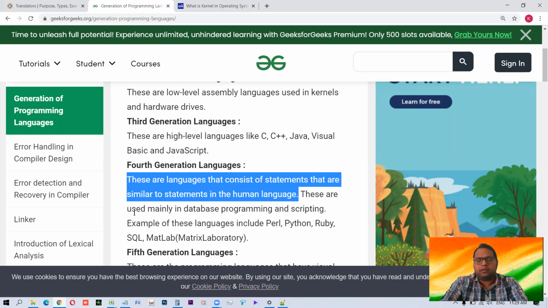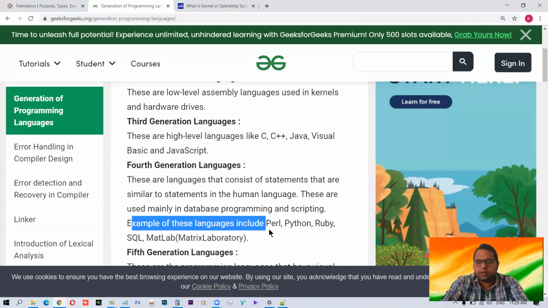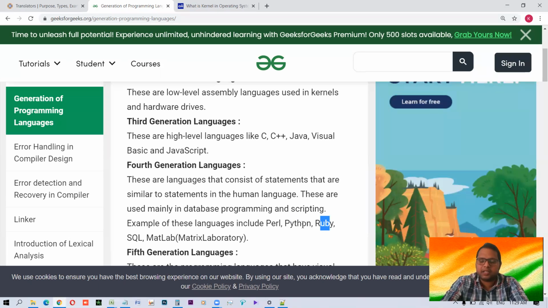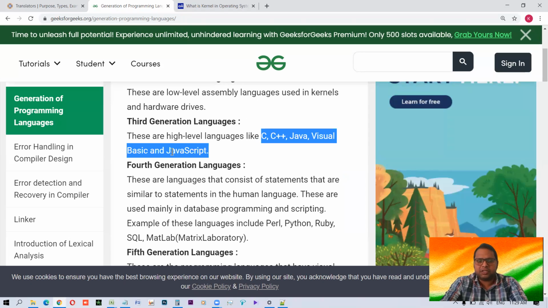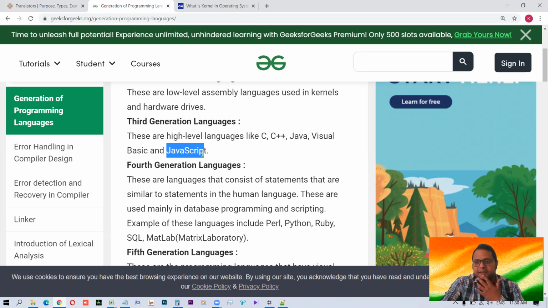So these are used mainly in database programming and scripting. Scripting means writing code, not a big deal. Examples of these languages include Perl, Python, Ruby. These are languages categorized under this fourth generation. And these are the third generation: C, C++, Java, Visual Basic, and JavaScript. JavaScript is also a language of Microsoft. This is made by Microsoft.